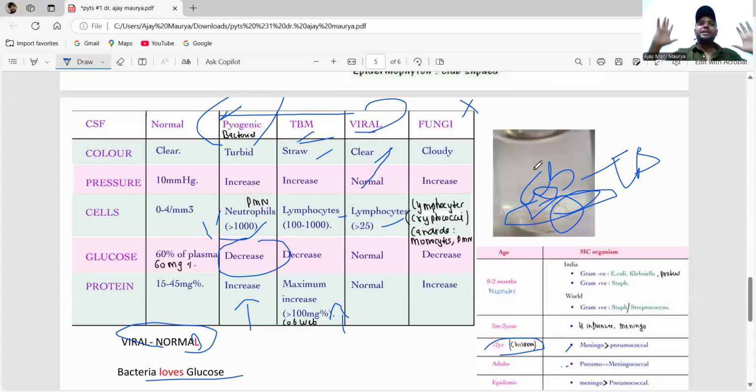Now please remember once again. Bacterial has more neutrophils and decreased glucose. Now TB has a maximum increase in the protein. Also, the lymphocytes are seen in TB. Please remember this, guys.